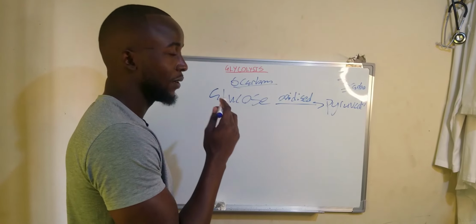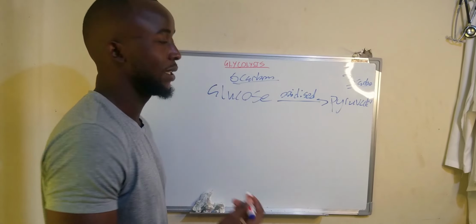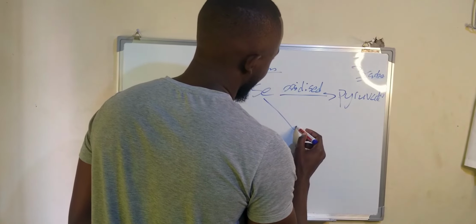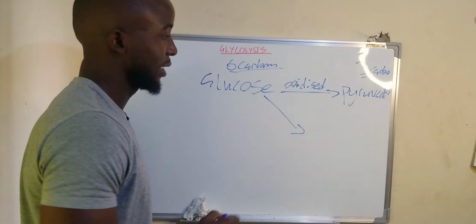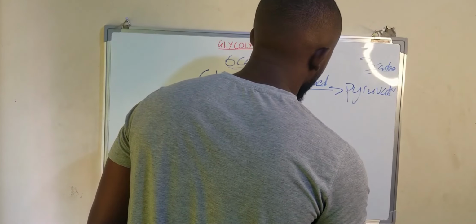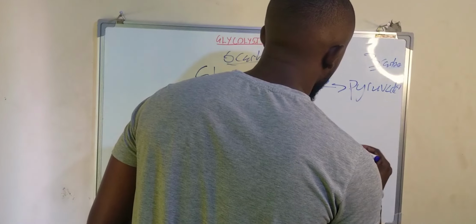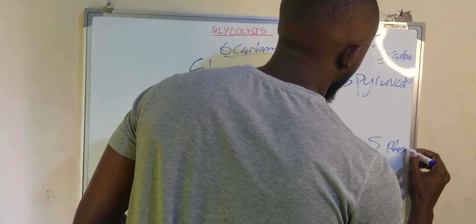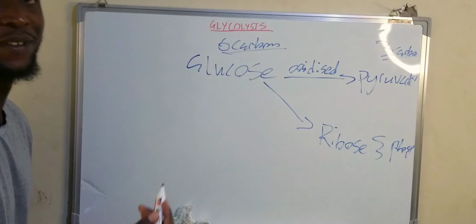The other fate of glucose, which we're going to discuss later on in this series, is that glucose again is oxidized to form what is known as ribose 5-phosphate. Sorry, the board is small, I can't really finish writing it.